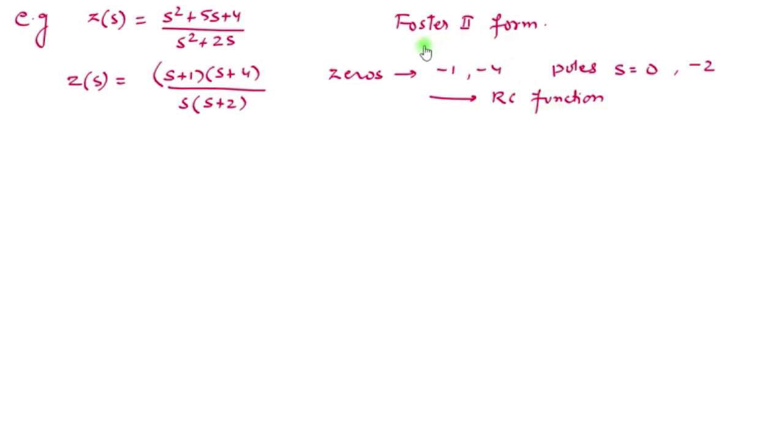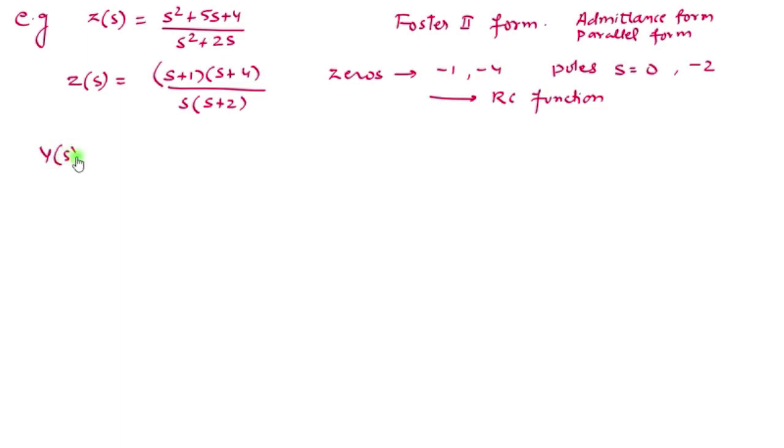And we already know that this Foster 2 form is also called admittance form or parallel form, because this gives a network in the parallel form, and for the synthesis it uses admittance function. But we are given with the Z. So let us first convert it into admittance function.